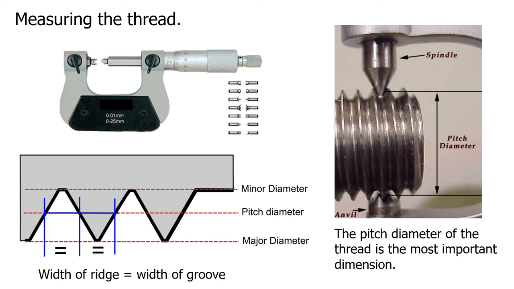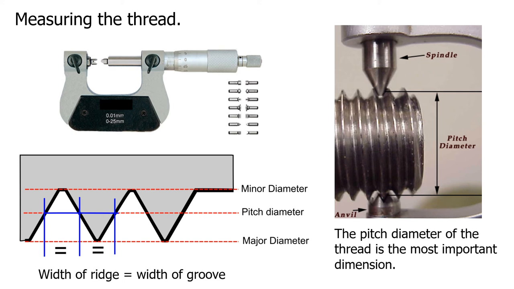Measuring threads using a thread micrometer. Threaded parts, as we know, are identified by a number of measurement parameters. The pitch, or the threads per inch, the thread depth, the angle, major and minor diameters. There is one more dimension, and this is the pitch diameter, and it's considered to be the most important measurement of a thread. The pitch diameter is a line where the width of a thread ridge and the width of a thread groove are the same. This is how we measure threads.